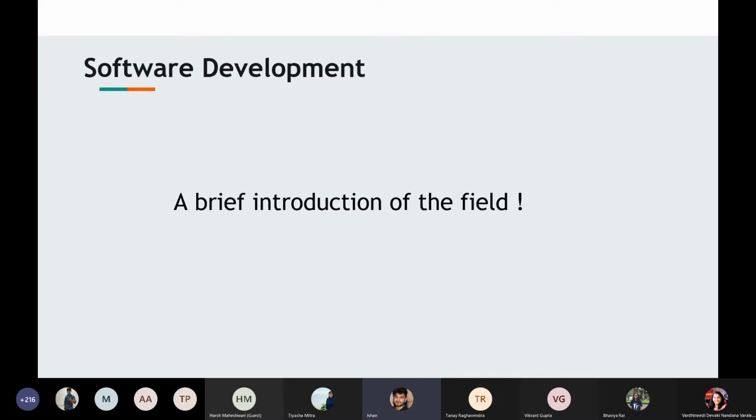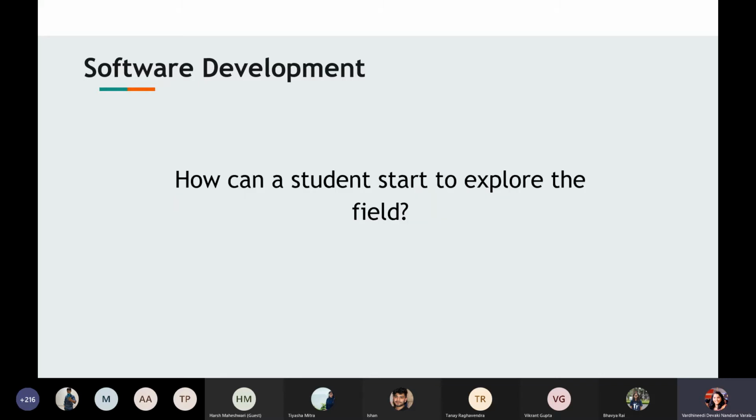So that would go for this field. Yeah. That has been a really nice and brief introduction to the field, Ishan. So moving to the next question: how can a student start to explore the field? Like how to start literally from scratch?